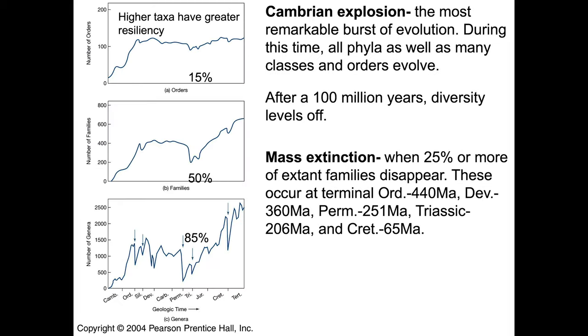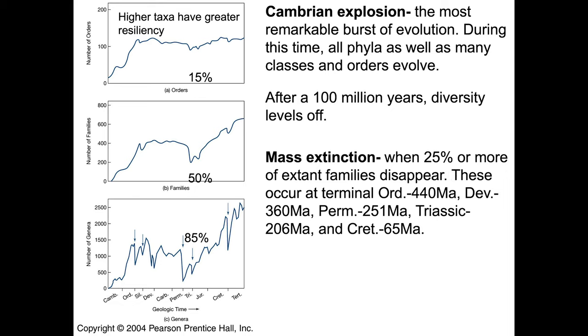A couple things really stand out when we look at the fossil record. The first one is the Cambrian explosion. This is considered the most remarkable burst of evolution. During this Cambrian explosion, all phyla present on the Earth today, as well as many classes and orders, evolve. After 100 million years, the diversity levels off, and we run into a series of mass extinctions. A mass extinction is when 25% or more of extant families disappear.